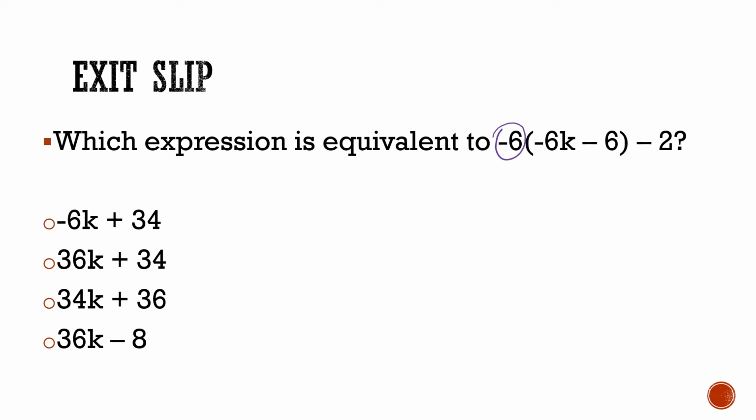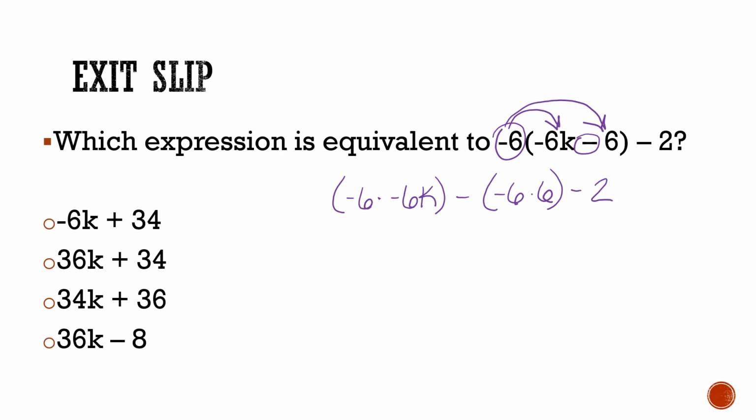So we need to distribute this negative 6. So we're going to have negative 6 times negative 6k. I'm going to bring down this minus sign and do negative 6 times 6. And then I've still got my minus 2 out here. So negative 6 times negative 6k, so a negative times a negative gives us a positive. 6 times 6k is 36k. I'm going to bring down this minus sign. And then I've got a negative times a positive, which is going to give me a negative. And 6 times 6 is 36. And then my minus 2.